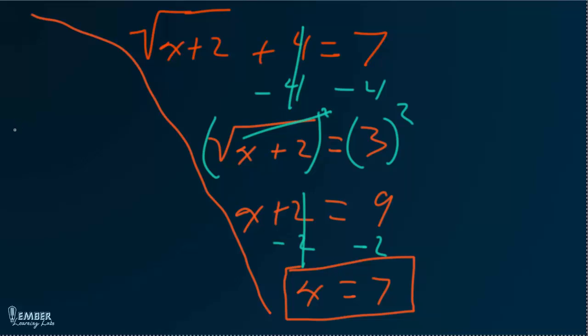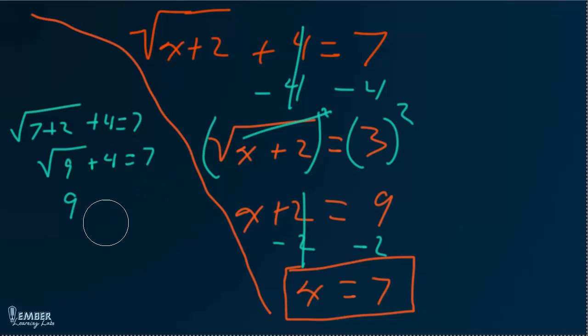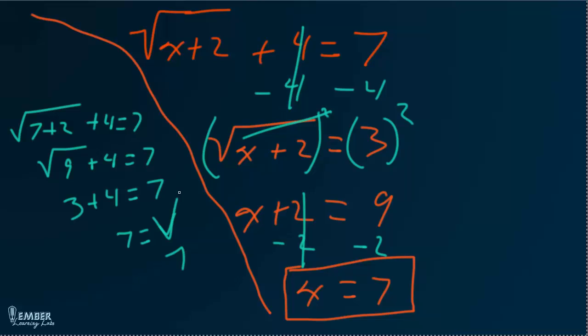If we plug in 7 for x, we end up with the square root of 7 plus 2, plus 4 equals 7. So this ends up the square root of 9 plus 4 equals 7, because 7 plus 2 is 9. And the square root of 9 is 3, so this ends up being 3. Whoa, I wrote the wrong thing. 3 plus 4 equals 7, and 7 does in fact equal 7. I jumped the gun. 7 equals 7, so check mark. This answer does work. Yay.